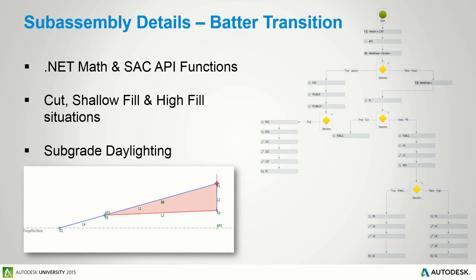So this is a quick look at the battered transition subassembly. You can see we've got the slope running down here. This is a high fill situation. We've got a depth parameter that we're going to be adopting, and we're going to have a slope on the road, and we're going to apply some automatic daylighting of subgrade.